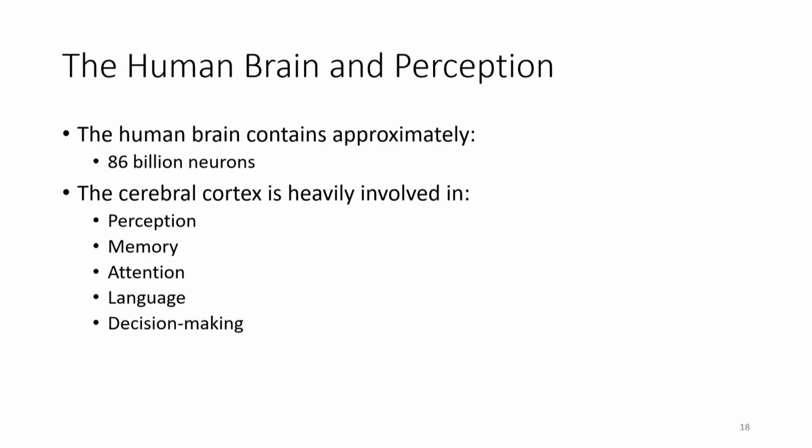The human brain contains approximately 86 billion neurons, and in all of this processing we have heavy involvement of our cerebral cortex. The cerebral cortex is heavily involved in perception, also in memory, attention, language and decision making that we are involved in every day.